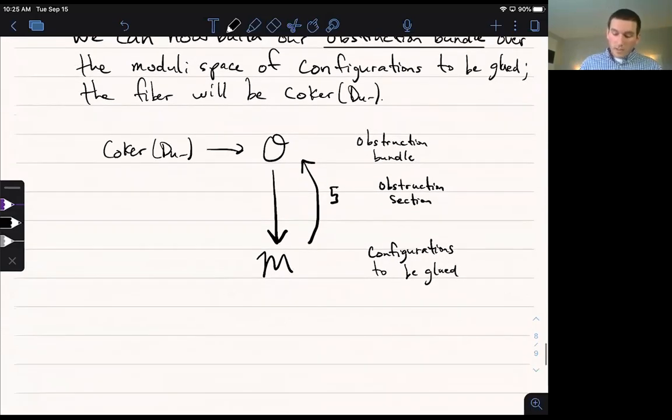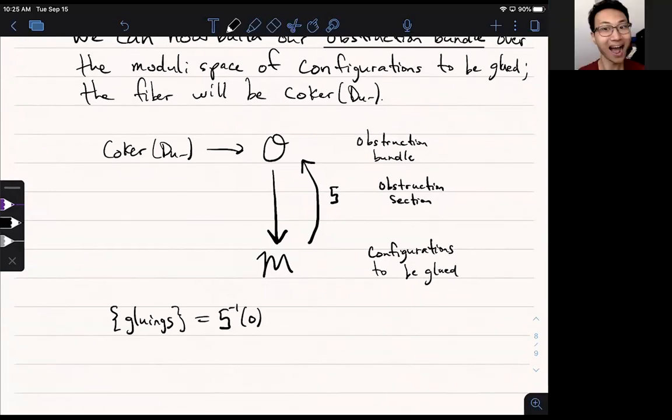So the idea of this picture is that the set of gluings should then just be equal to, oh, it already turned into an S. Should just be equal to the intersection of our section with the zero section.